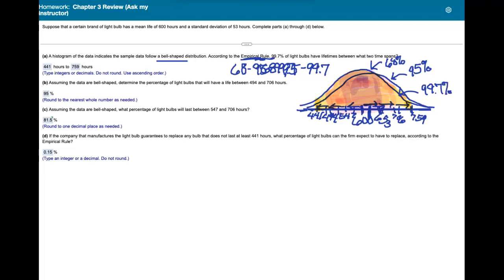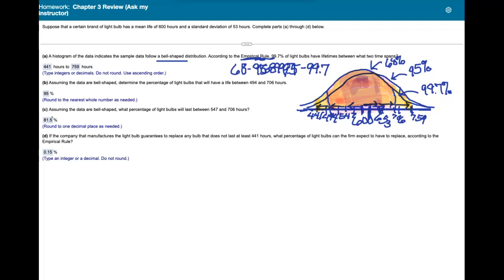So understanding the layout of the bell-shaped curve and these three amounts listed for the empirical rule, we're going to answer our questions. The first question says 99.7% of light bulbs have lifetimes between. So that's the three standard deviations. So that's going to start at the 441 and end at the 759. What percentage of light bulbs will have a life between 494 and 706? So we're looking at this area. That was the pink one I did earlier.